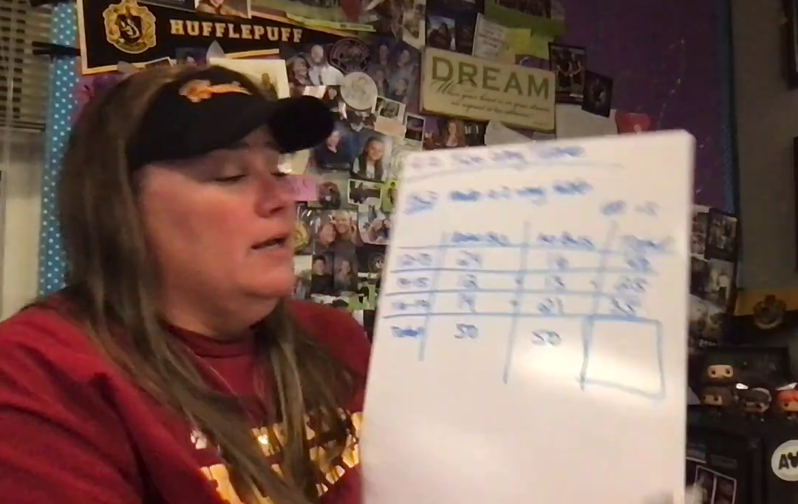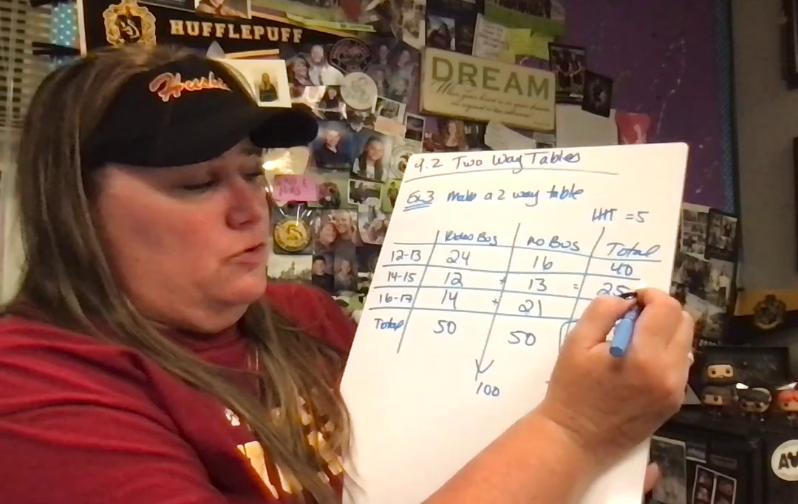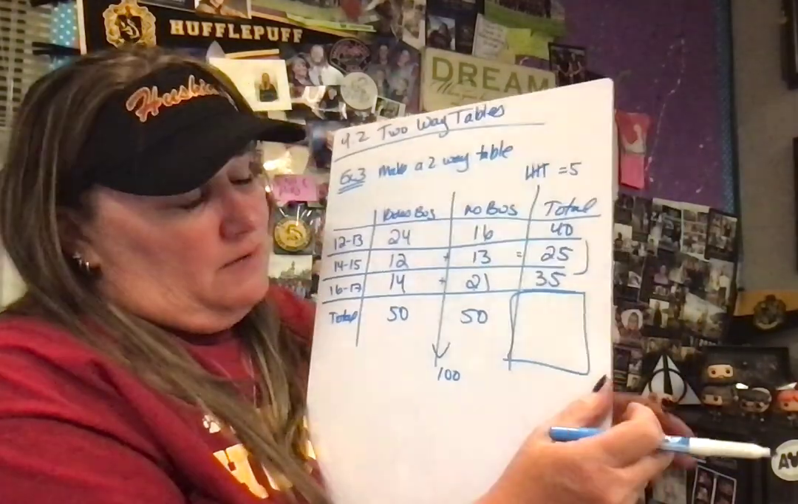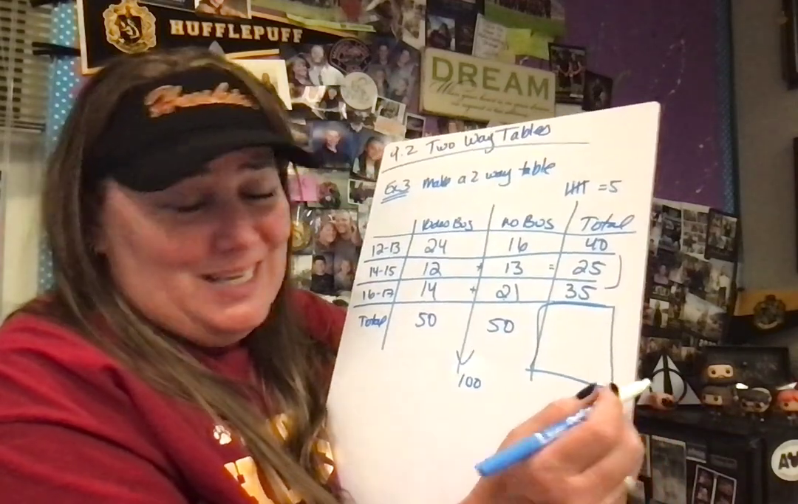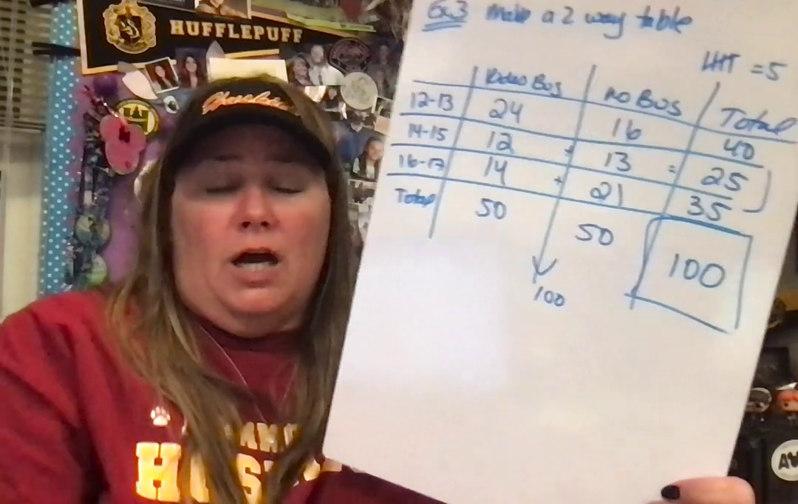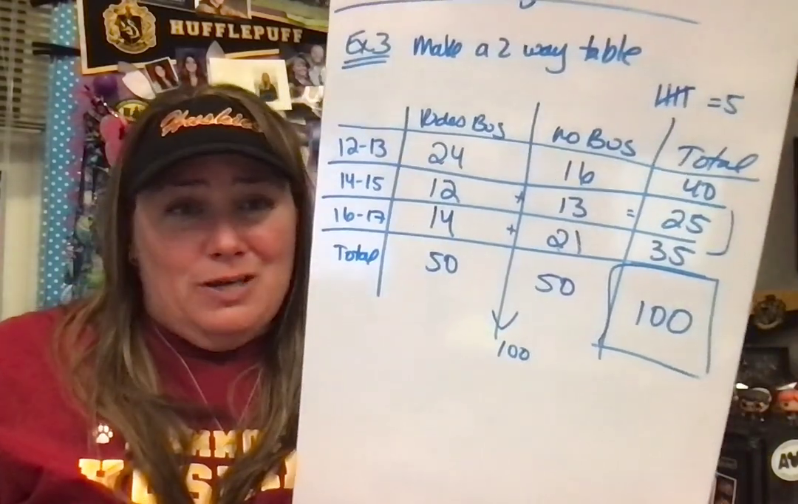Okay. Now, so we know this is 100. Let's just make sure this equals 100. So 40 and 25 is 65. 65 and another 35 is 100. Okay. So 100 kids in the study. And so that was example 3.